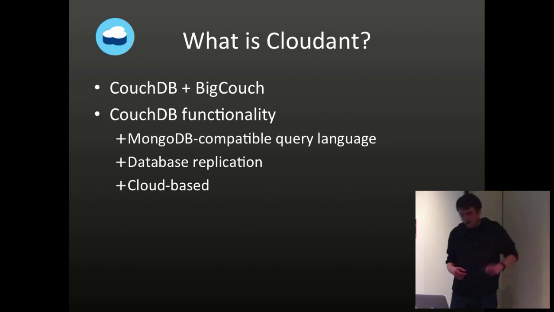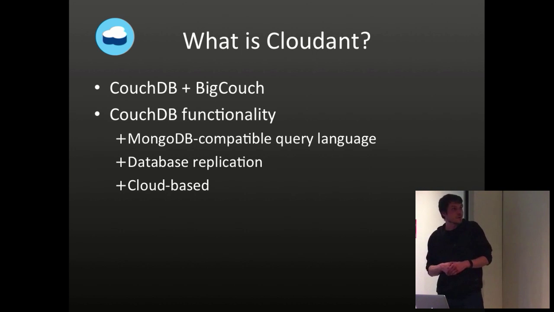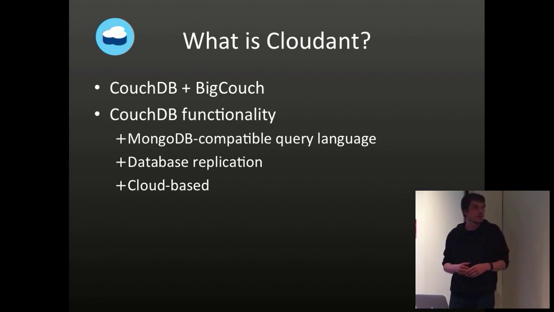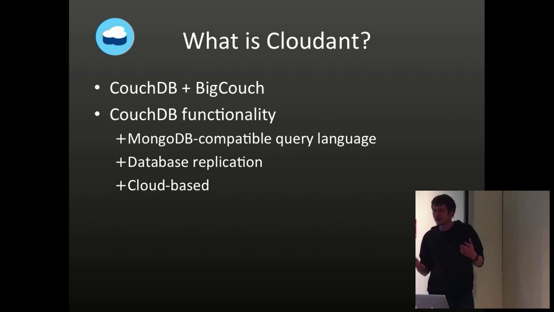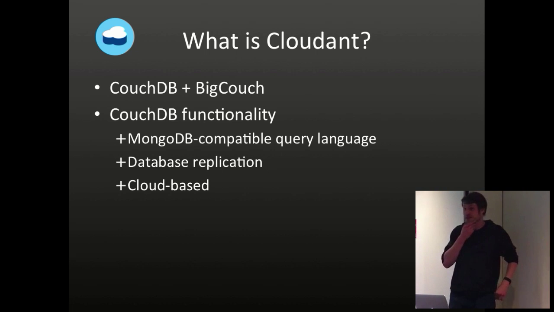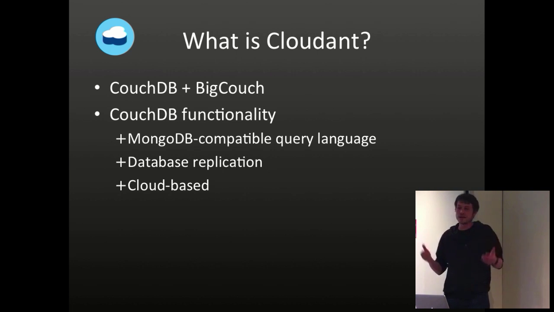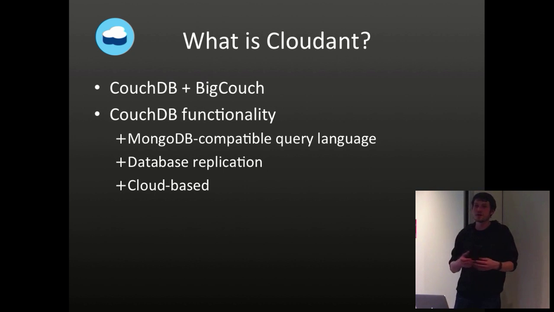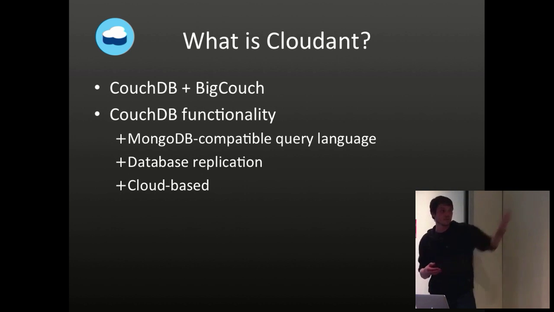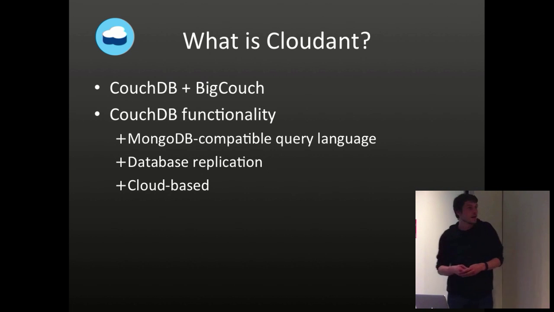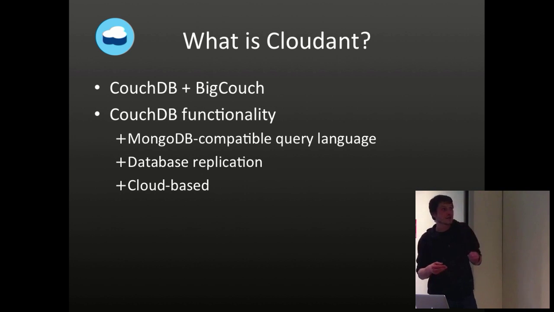Now, you already saw the logo probably at the beginning, or maybe not. So Cloudant, quick introduction, is basically CouchDB plus BigCouch. BigCouch, before I prepared the presentation, I didn't actually know what BigCouch was, never heard of it. It's an attempt to build a scalable CouchDB cluster which can solve big data problems, hence the name, BigCouch. And so Cloudant basically offers you that.